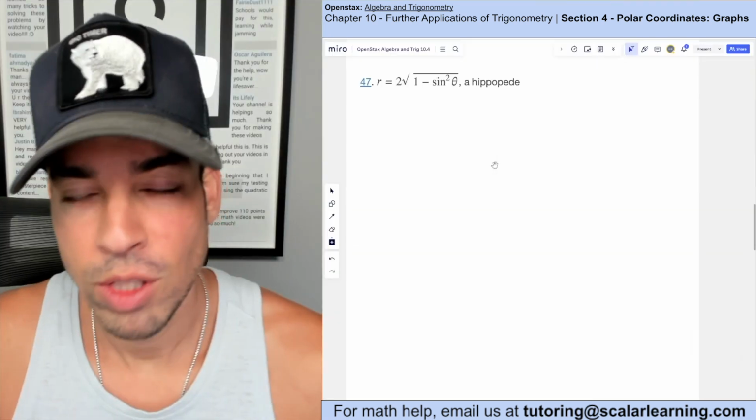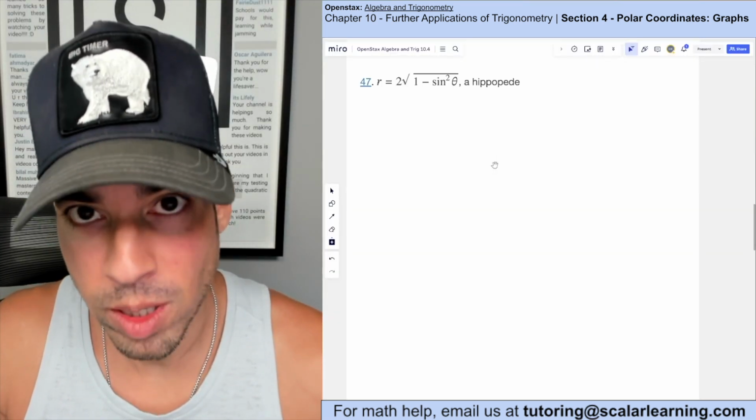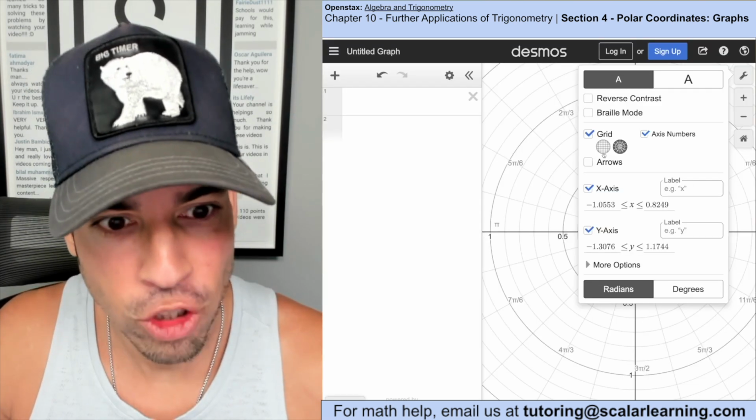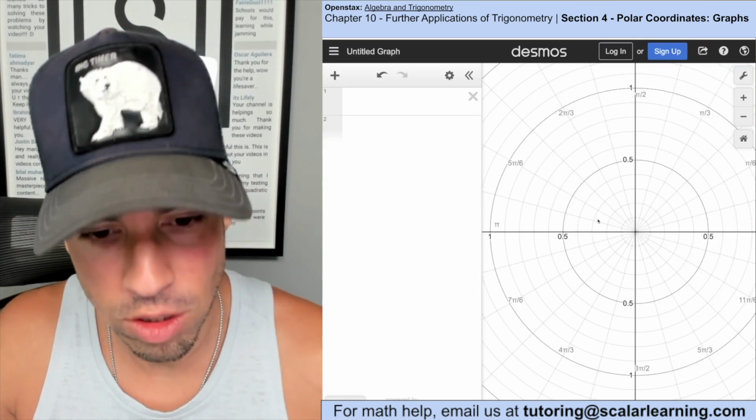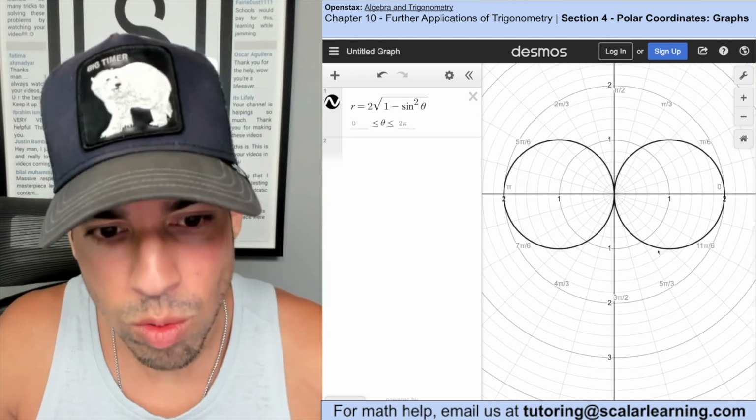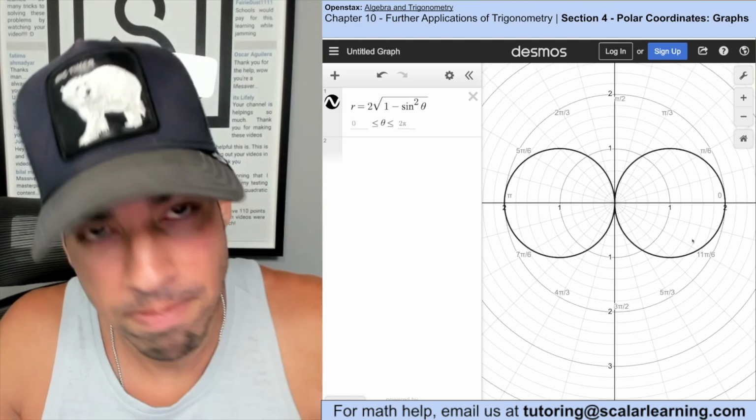Boom, done. For this one, they asked us to use a graphing calculator, so we're going to plug it into Desmos now. Just make sure that you've selected this mode in the grid so you can see the correct format. And here we go. We get this cool little looking hippopede thing, and that's how you do it.